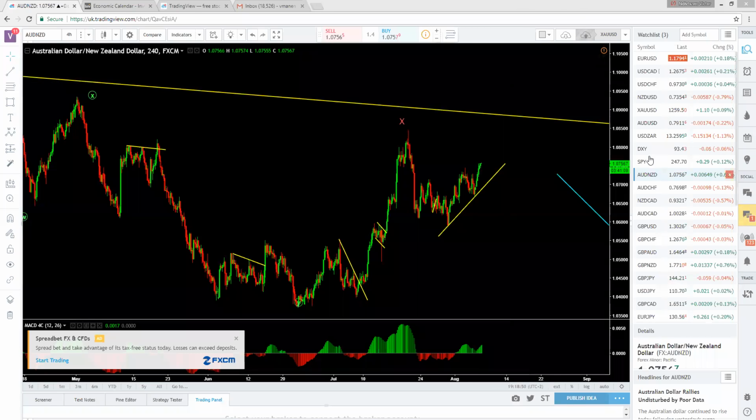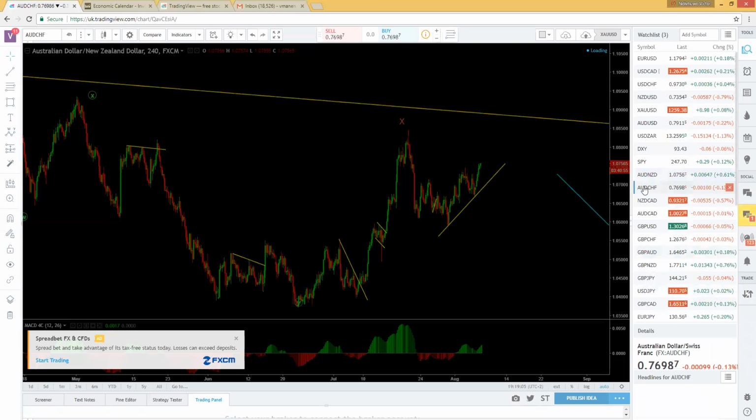Next pair. I will look now at, which one can we look at? Let's just look at Aussie Chief.